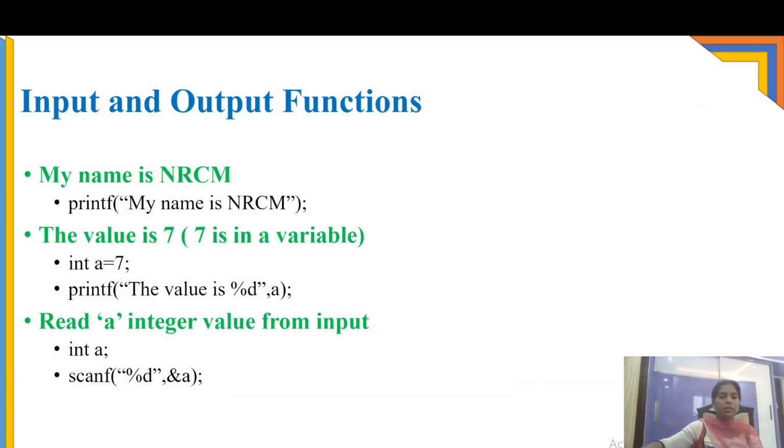These are the different types of printf functions. Here we are printing only text: printf("My name is NRCM"). Here the value of variable A is 7, and if you want to print the value of the variable, printf("The value of variable is %d", A), because A is an integer. For the scanf function, int A, if you want to read the value, reading means you are giving the input, scanf("%d", &A). If you want to print a float value, %f. If you want to read a character, %c. In this way we will use them.